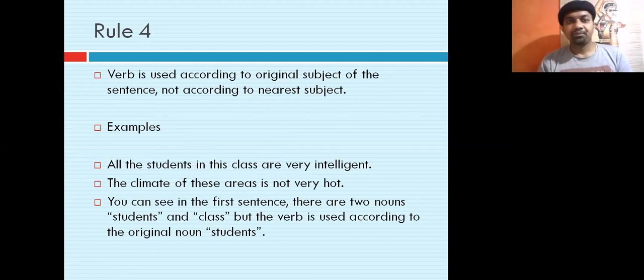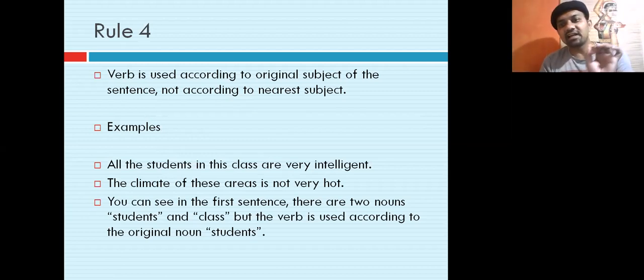Rule number 4. Sometimes it is misleading. In a sentence, we have more than one subject. But one subject will be singular, another subject might be plural. But we must understand what is the base subject, or what is the original subject. We have to choose the verb according to that.